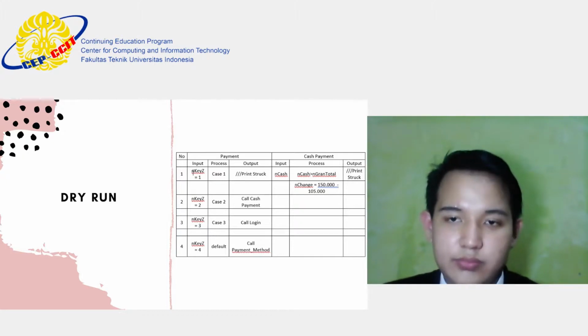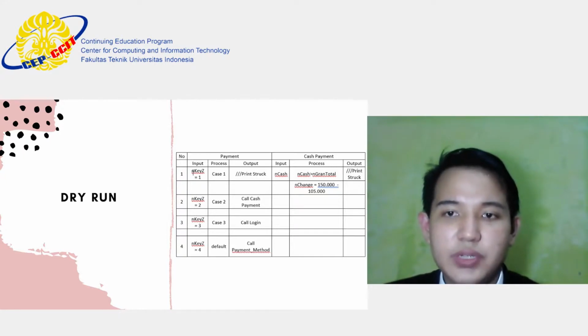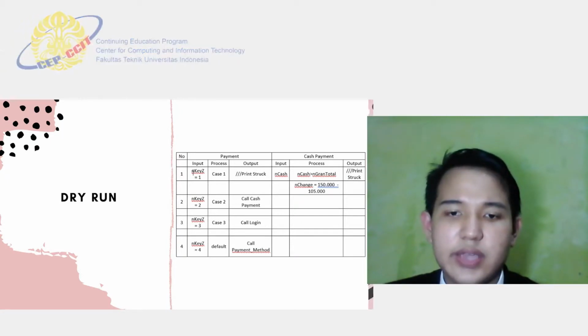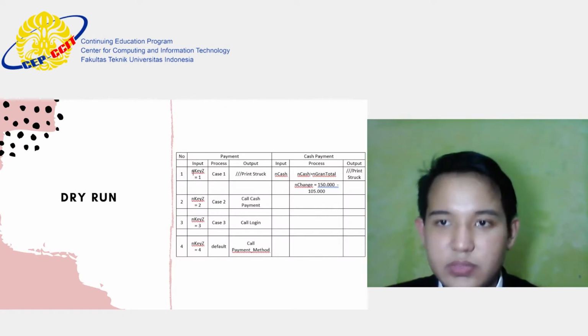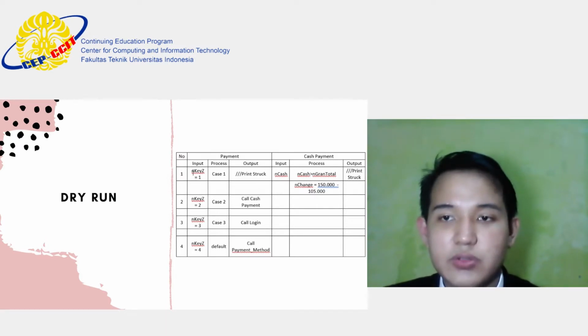And if the third is nkz is 3, we'll proceed to case 3 and the output is call procedure login. The fourth, the input is nkz is 4. It will proceed to the default. The output is call payment method. Next, move to the next procedure.